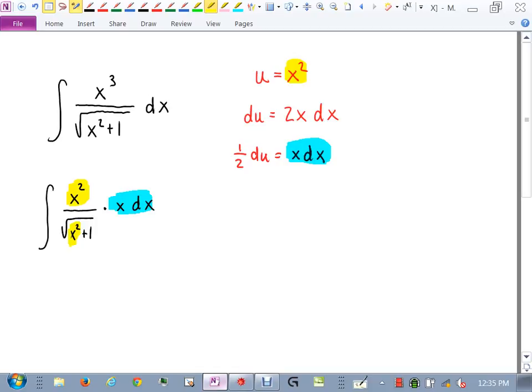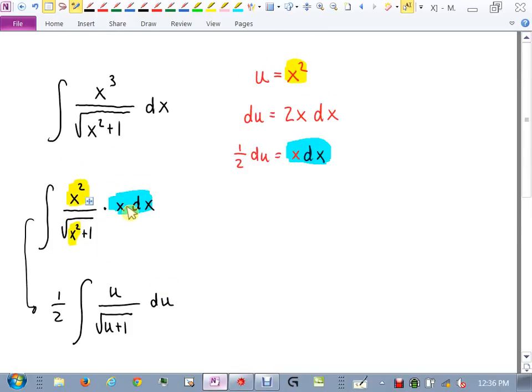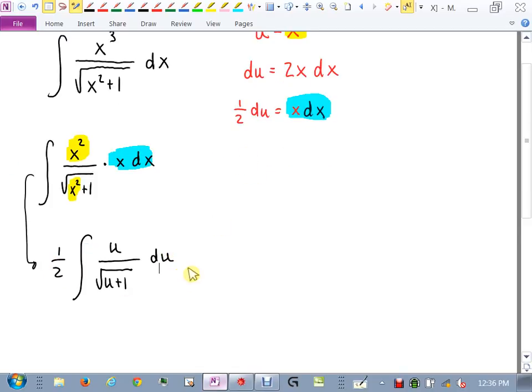Follow? Now, let's just do that. I don't want to go backwards now. So here we go, rewriting the integral. We have 1/2 come out. On the top, u, bottom, square root of u plus 1, du, right? du. Where? Right here? x dx got replaced with 1/2 du.